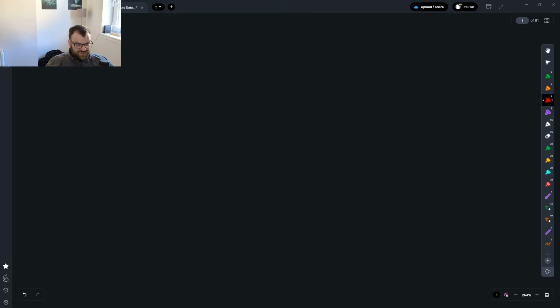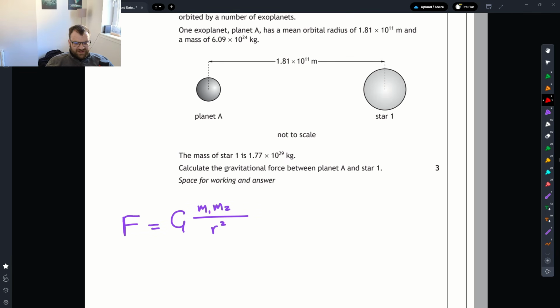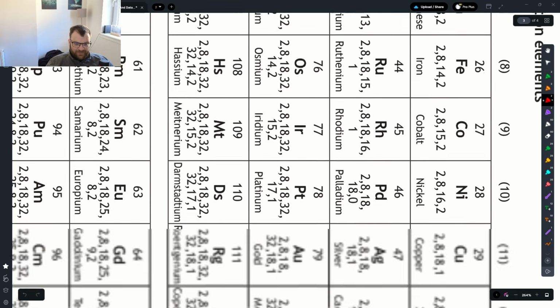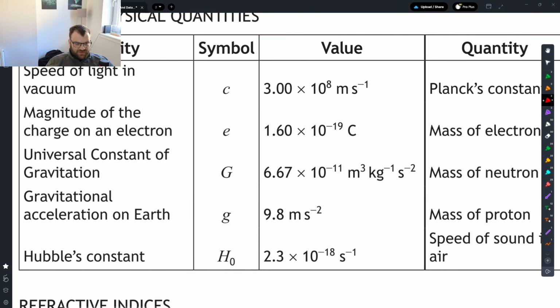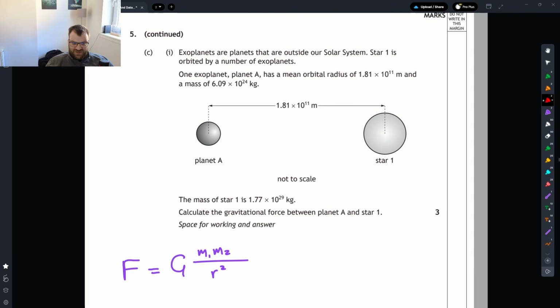So this is one of what I would call the more straightforward ones. So we're plugging in our numbers. For G, we'll find that on the data sheet. Our universal constant of gravitation, so 6.67 times 10 to the minus 11, which I'll bring over and use there. The masses, it just tells you both the planets. Planet A, the 6.09, and then the other one, 1.77.